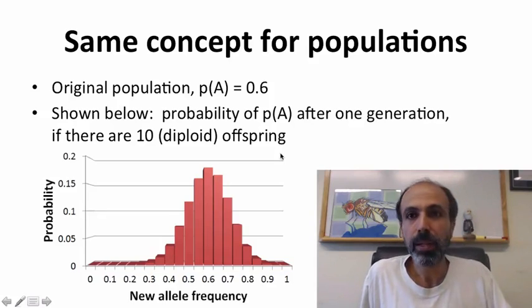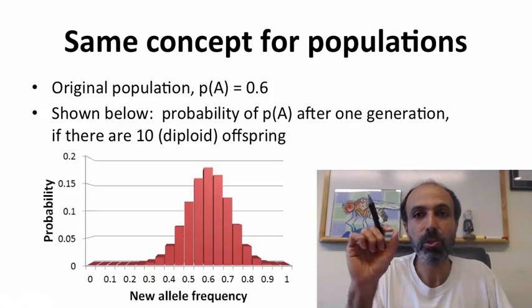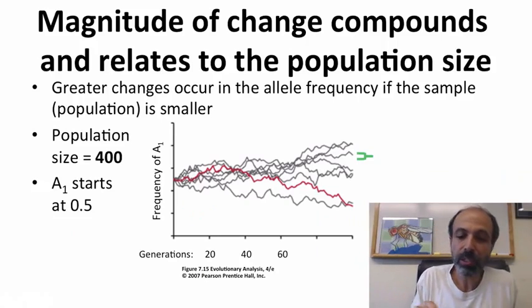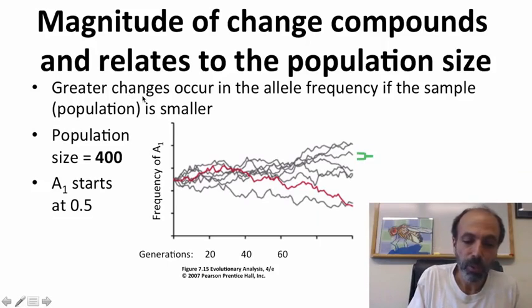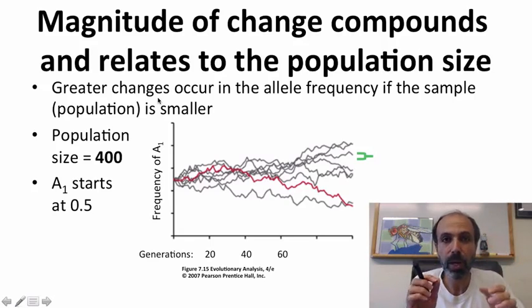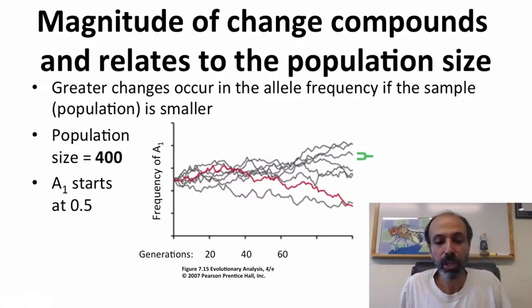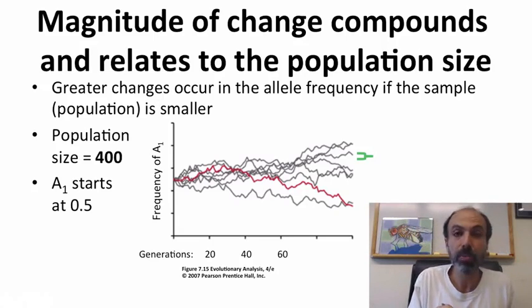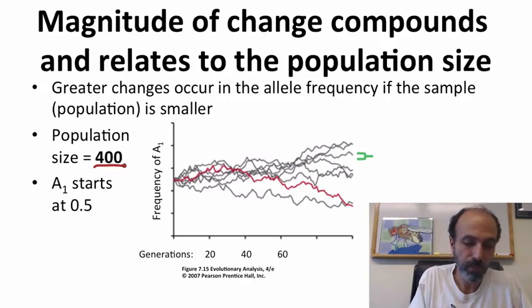Okay? Now, let's see what happens as we look at this over multiple generations briefly by just looking at the individual steps. So this magnitude of change compounds as it relates to population size. Now, greater changes are going to occur if the population size is smaller. You will have greater individual deviations in allele frequency per generation as the population is smaller. So let's look at 3 different population sizes. Let's look at population size 400.